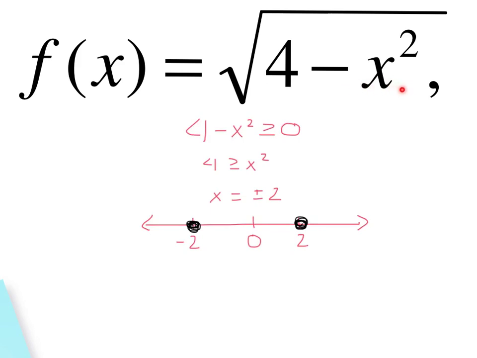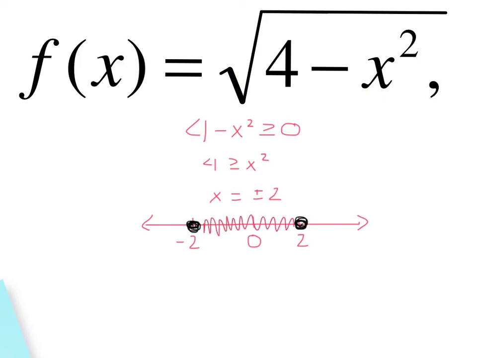4 minus 2 squared, 0. 4 minus negative 2 squared, 0. So those work. I know those are part of the solution. The next thing I want to do is test on the left of these points, in between these points, and to the right of these points, and see where my solutions are. I'm going to go ahead and substitute 0 in here. 4 minus 0, the square root of that is possible, so my solution is actually in between here.